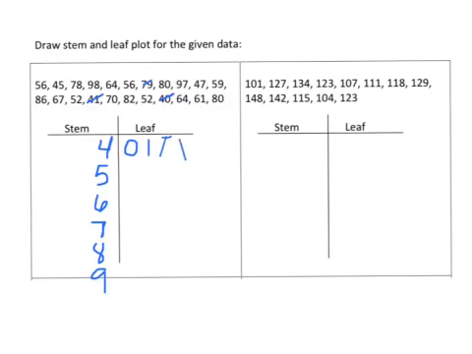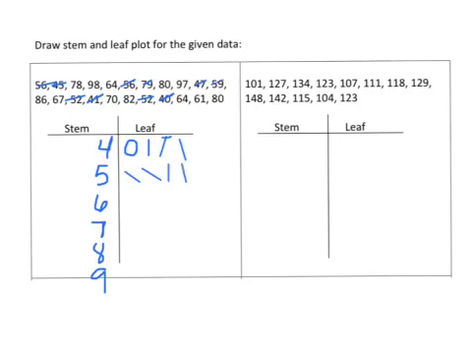And I'm going to make sure I cross those out also. All right, now let's move on to the 50s. And in the 50s, I see two 52s, so I'm going to add 2 2s. I also see two 56s, so I'm going to add 2 6s here.